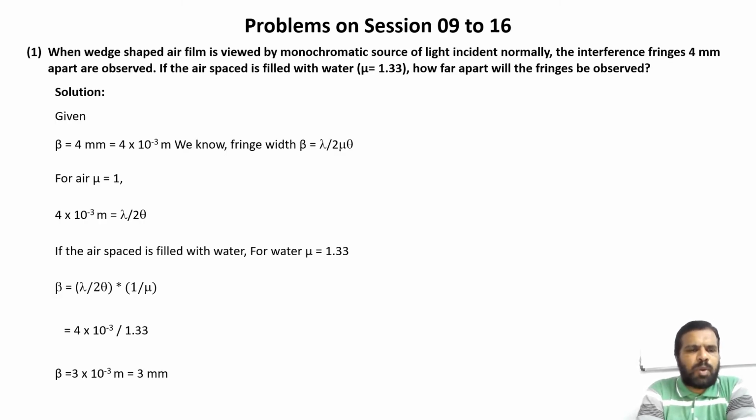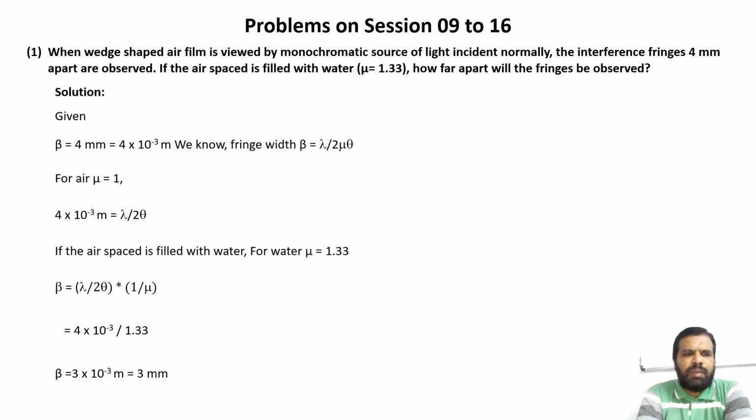Problem. First problem. When a wedge-shaped air film is viewed by a monochromatic source of light, incident normally, the interference fringes 4 mm apart are observed. If the air space is filled with water, mu is equal to 1.33, how far apart will the fringes be observed?